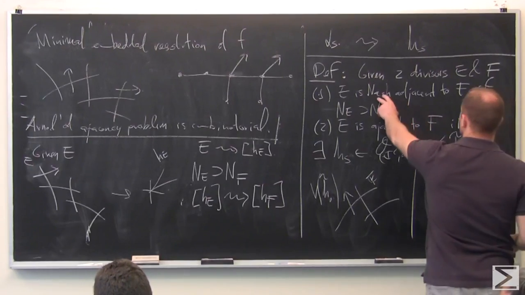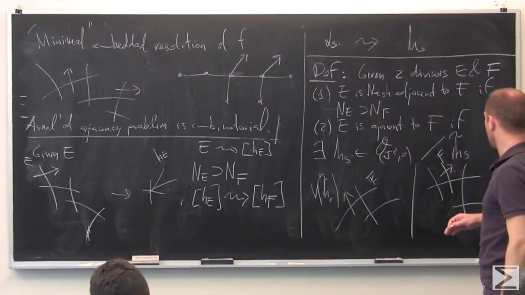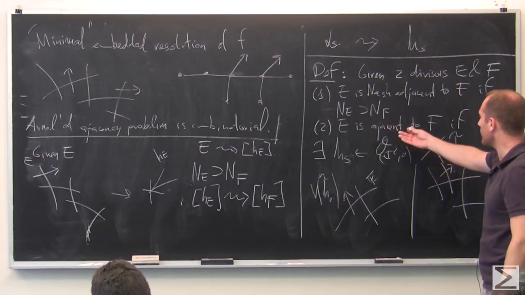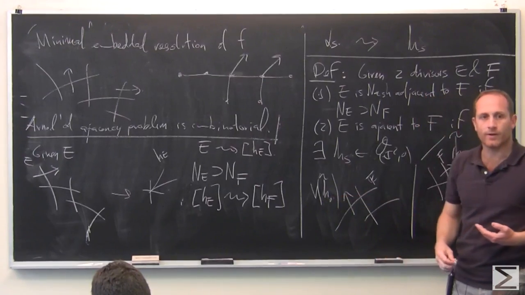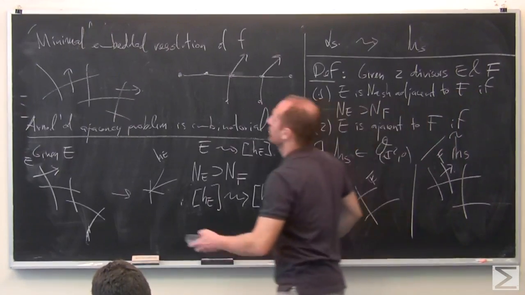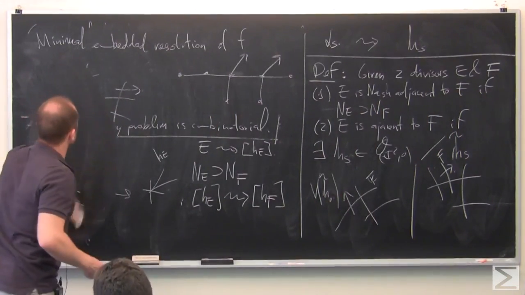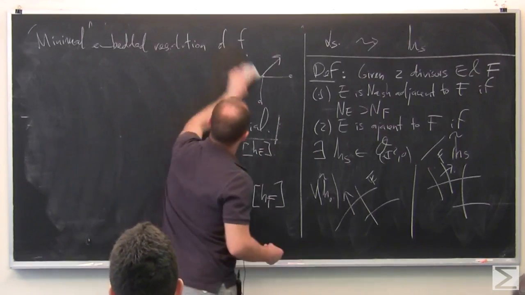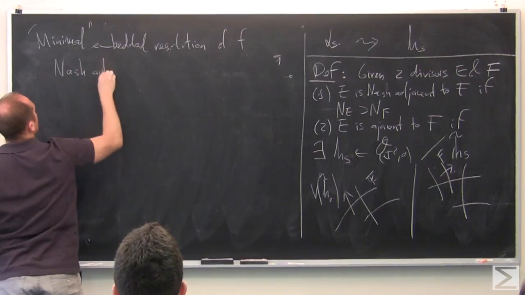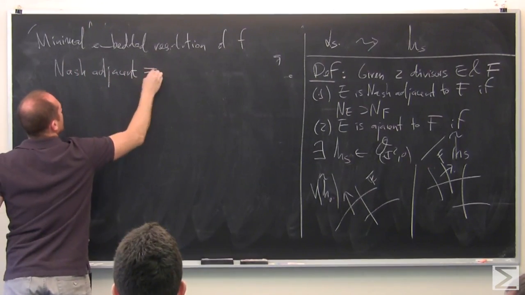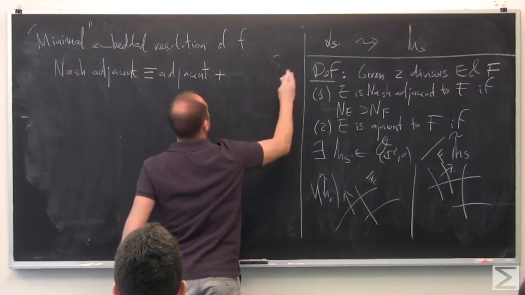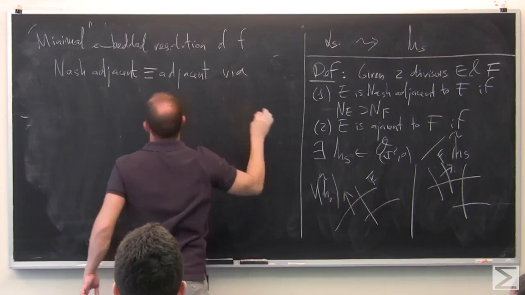So the difference between Nash adjacent and adjacent is that, if you take an adjacency, the family of functions need not have a parametrization in family. So this means that Nash adjacent is adjacent plus adjacent via delta constant deformations.